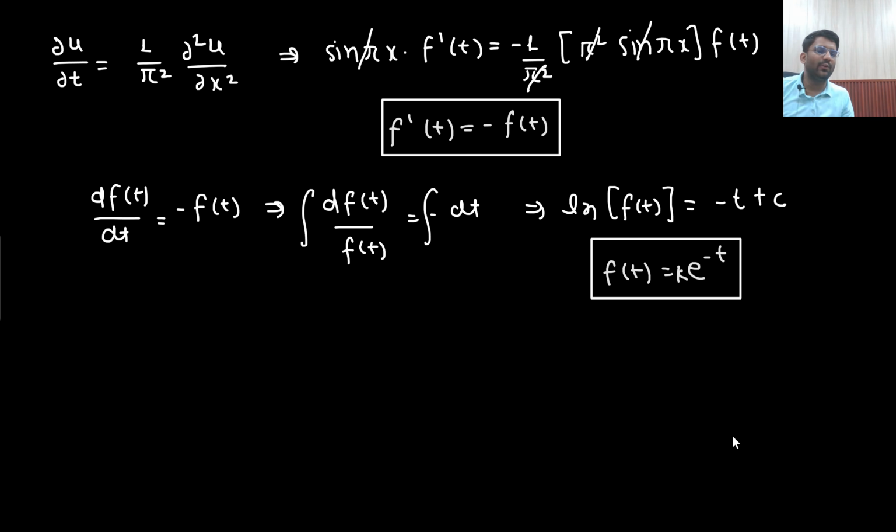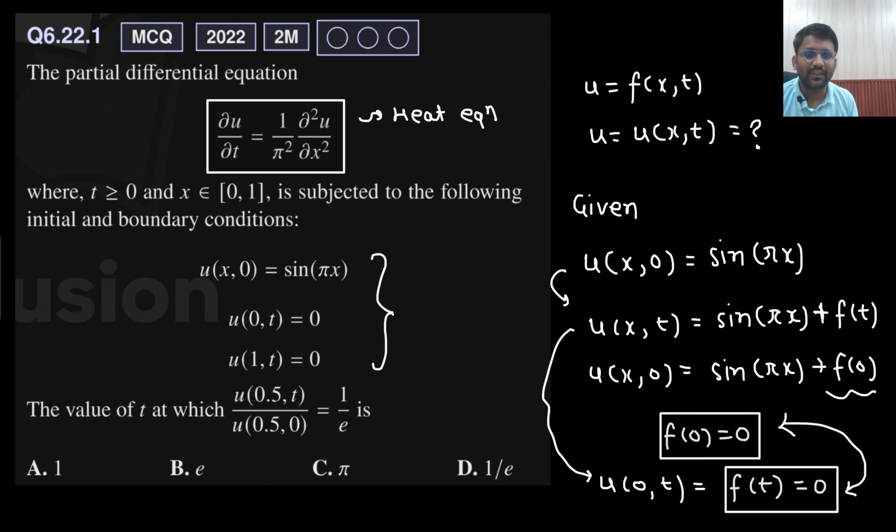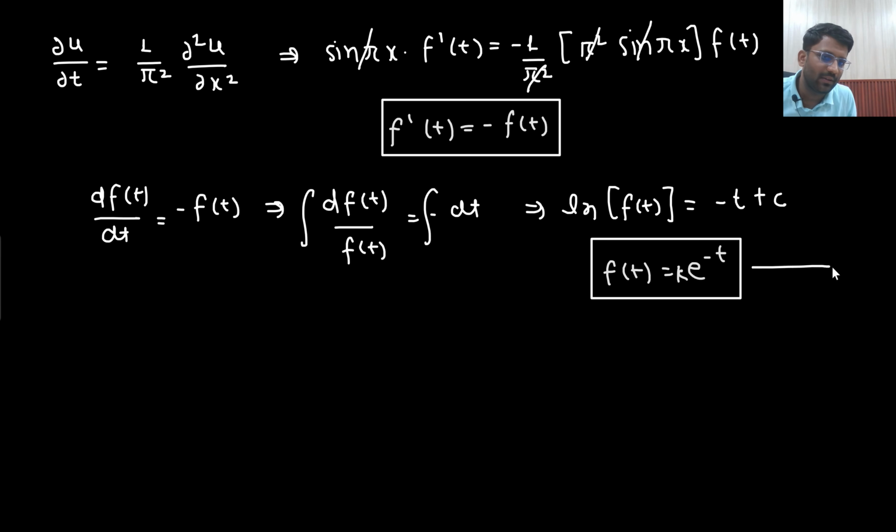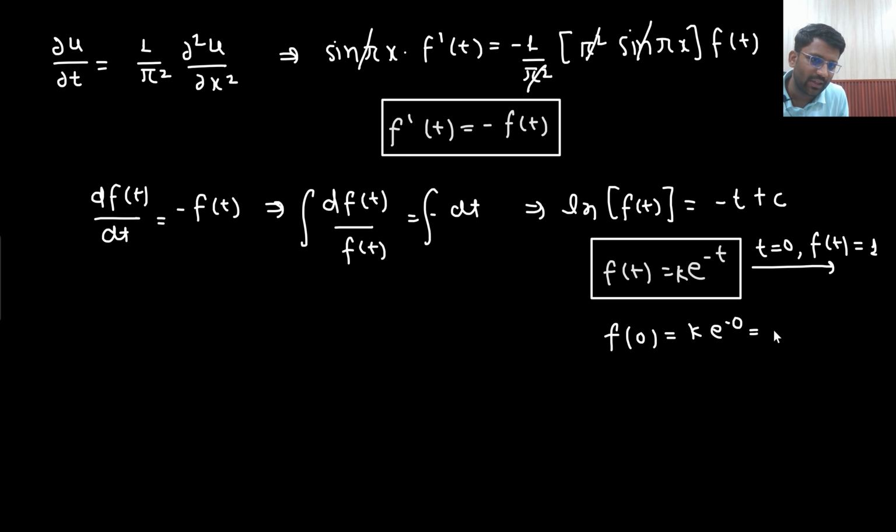Now sir, how do I get the value of k here? What is given in the question? F of 0 is 1. So in place of t, if you put 0, then the value of f of t will come out to be 1. So here, in place of t, if I put 0, k e to the power minus 0, then it will come out to be 1. So what does that mean? From here, what I am getting is that k equals to 1.